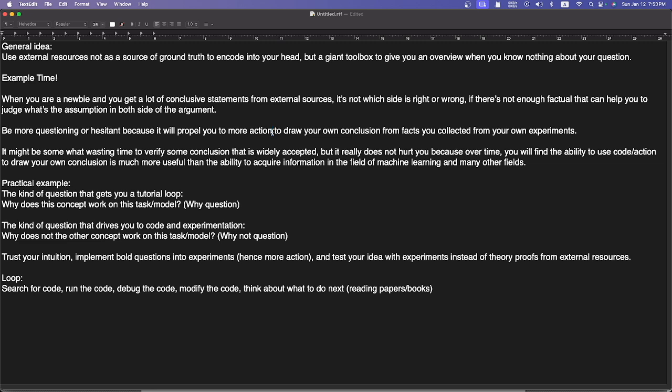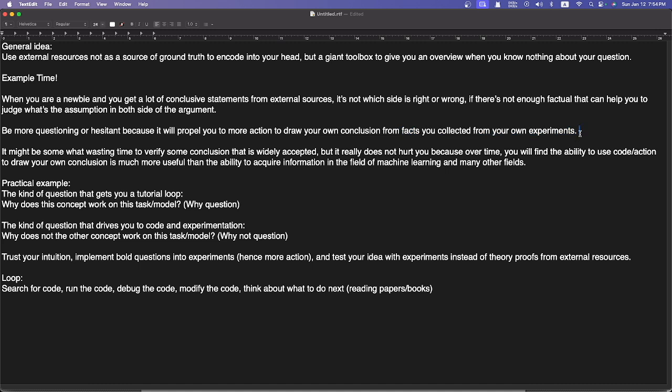What actually counts as action is that you should conduct experiments. You should go into specifics, into the kind of task. What exactly is the task? What exactly is the model? And draw your own conclusion. This is the only factual base you will be able to obtain and trust 100%. You shouldn't be trusting conclusive statements from others, but only the facts that you have collected from your own experiments.